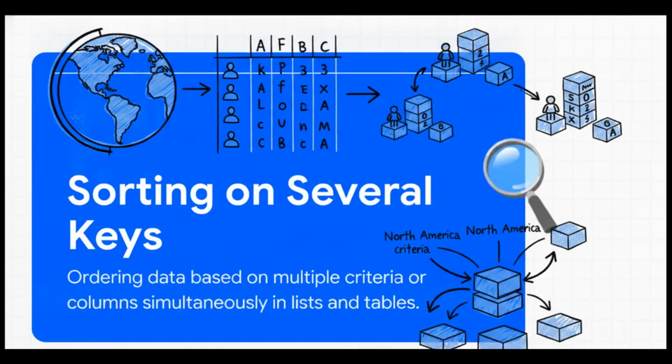But let's be real, the real world is almost never as simple as just sorting a single list of numbers. So what happens when the complexity ramps up? Well, you need to sort on several keys. This means you're ordering data based on multiple criteria simultaneously. Think about sorting a massive database by geographic location first, and then sequentially by last name within that specific region. Mastering multi-key sorting, along with list and table sort methods, is a total game changer for handling the incredibly complex datasets that actually drive modern apps.